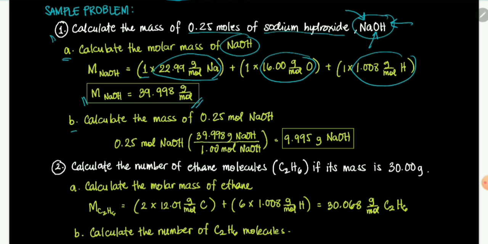Okay, for letter B, calculate the mass of 0.25 moles of sodium hydroxide. So para ma-convert natin yung number of moles sa mass, gagamitin natin yung molar mass. So 0.25 moles sodium hydroxide times yung kanyang molar mass. So dapat nasa itaas yung mass, nasa ibaba yung moles para makakancel yung unit ng moles. So mangyayari kapag minultiply natin siya sa molar mass, we will get 9.995 grams of sodium hydroxide.